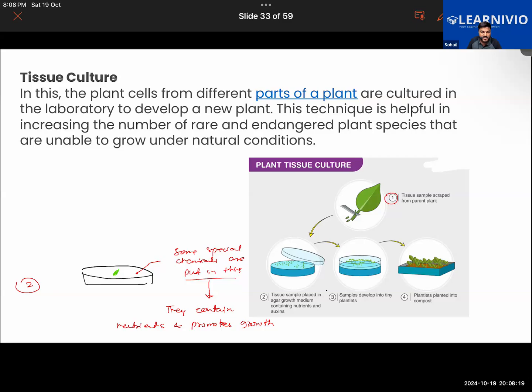That is one thing. Are the steps of tissue culture clear to everyone or not? Yes, sir.